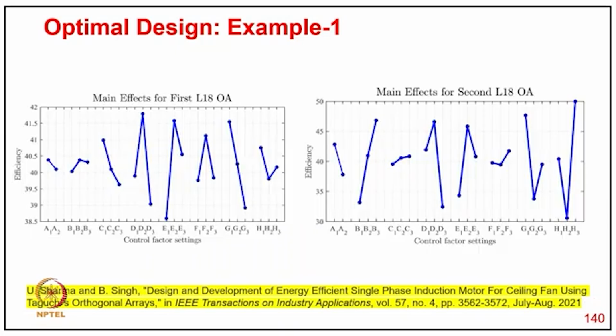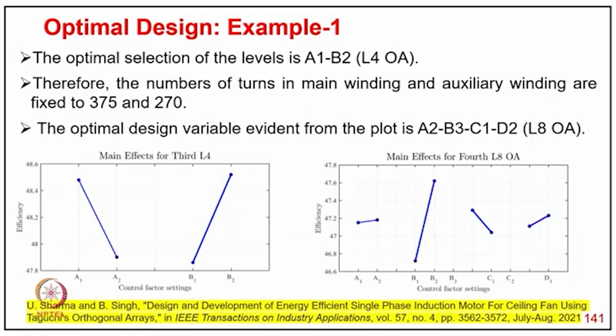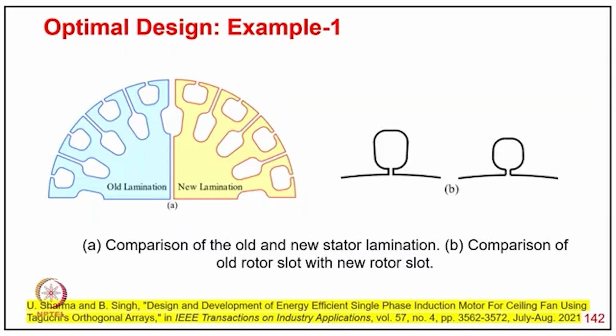This is the main effect of efficiency of control settings, as the main effect of the first L18 OA, and the second, the control factors with the main effects of the L18 OA. Then the optimal selection of levels is A1 and B2 on the L4 OA. Therefore, the number of turns in the main winding and auxiliary winding are selected as 375 and 70, and the optimal variables evident from the plots are A2, B3, C1, C2 on the second L18, again with the efficiency against the control variable main effect of the third L18.